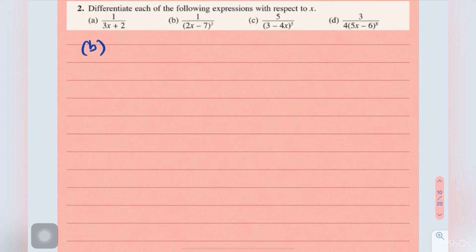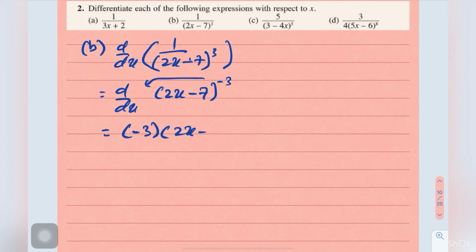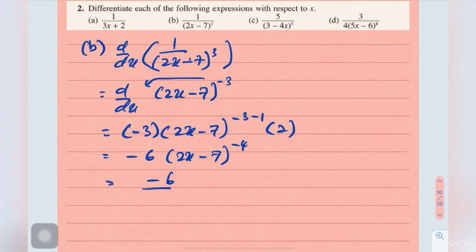B, differentiate 1 over (2x minus 7) cubed. Okay, move up. d/dx (2x minus 7)^(-3). Okay, then you differentiate. You get negative 3 (2x minus 7) to the power of negative 3 minus 1, times 2. Okay, here we get negative 6 (2x minus 7)^(-4), or negative 6 over (2x minus 7)^4.